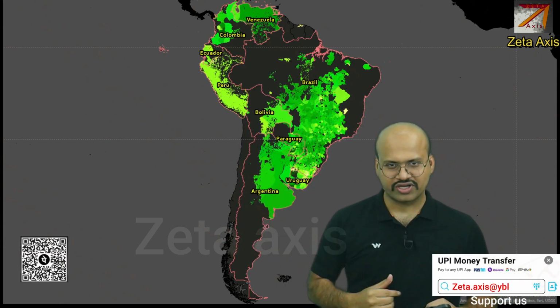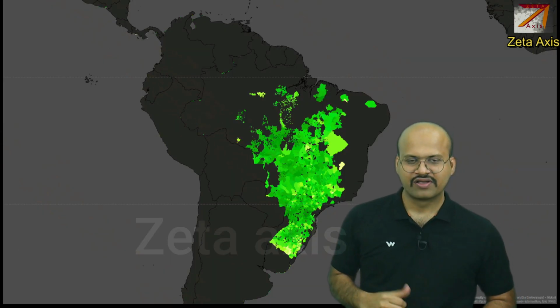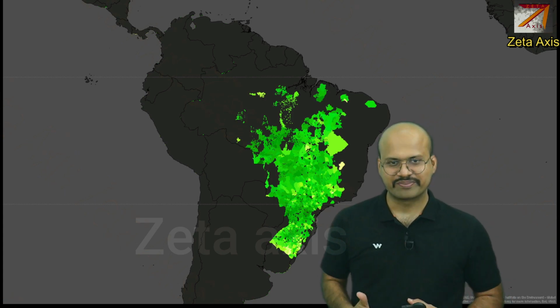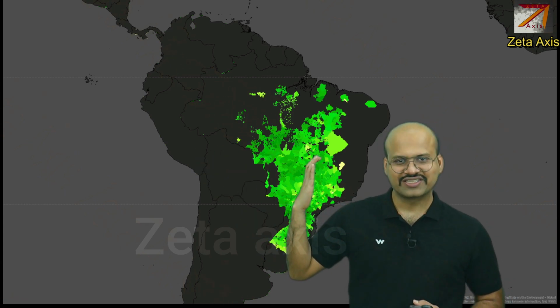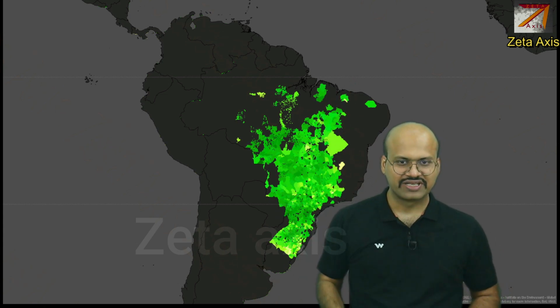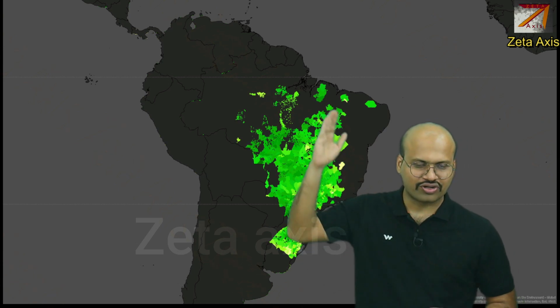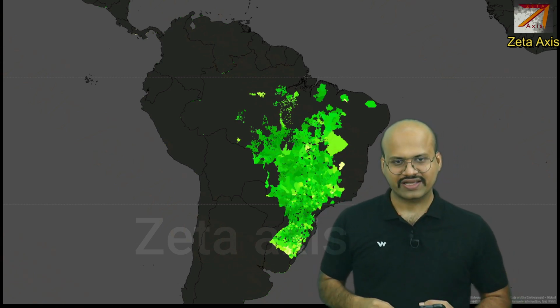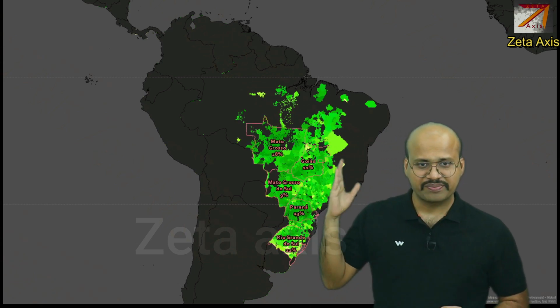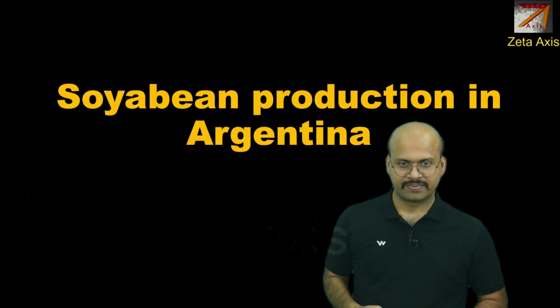Right from Venezuela, Colombia, Peru, Ecuador, Bolivia, Paraguay, Uruguay, Argentina and Brazil, all of them contribute to soybean production. So let's see the soybean production region in Brazil. We have already seen that most of the agriculture in Brazil occurs across the eastern side, because here we have the San Francisco River which forms the Campos grasslands. On the southern side we have the Parana Basin. Both of these regions are very suitable for agriculture.